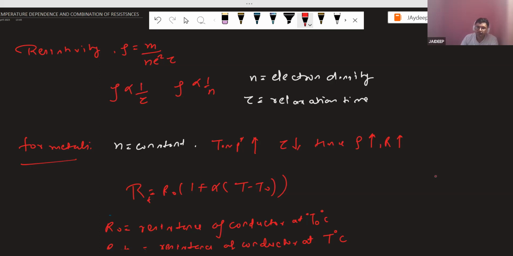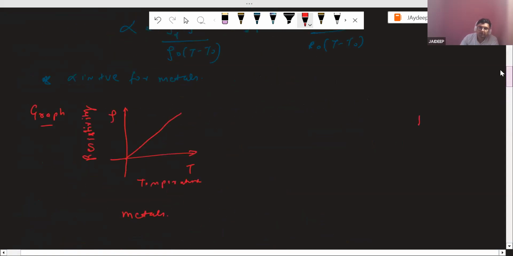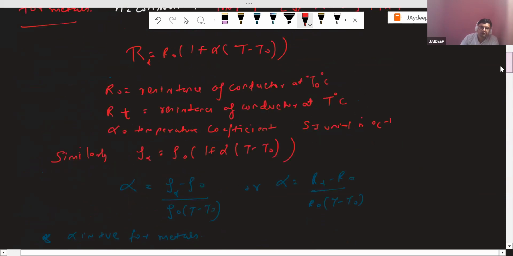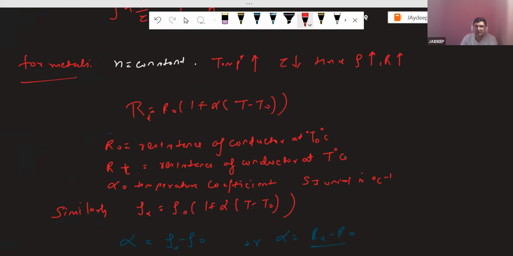Alpha is the temperature coefficient. So R naught is the resistance of the conductor at T naught. R_T is the resistance of the conductor at T degree centigrade. Alpha is the temperature coefficient. The SI unit is per degree centigrade. Similarly for resistivity: rho_T equals the resistivity of the conductor at temperature T, rho naught is the resistivity of the conductor at temperature T naught, and alpha is the temperature coefficient.